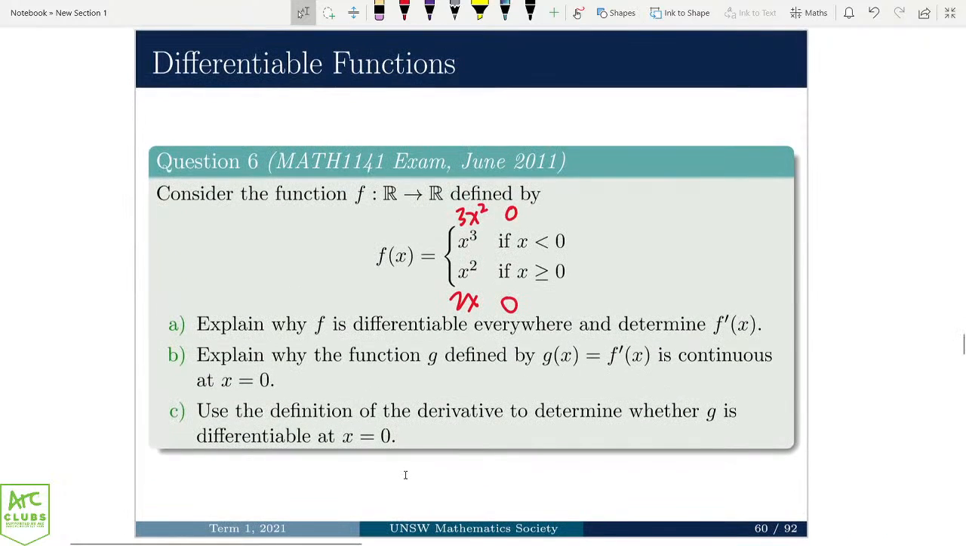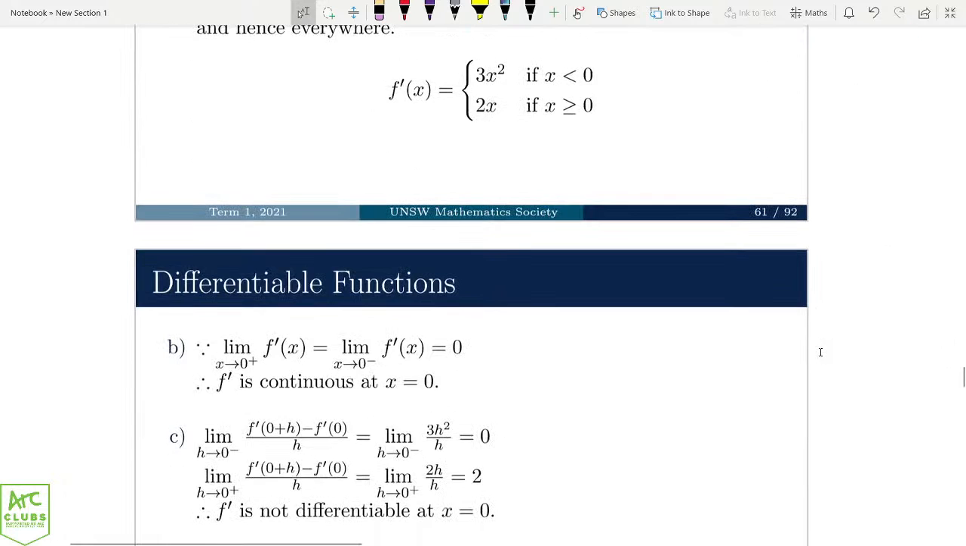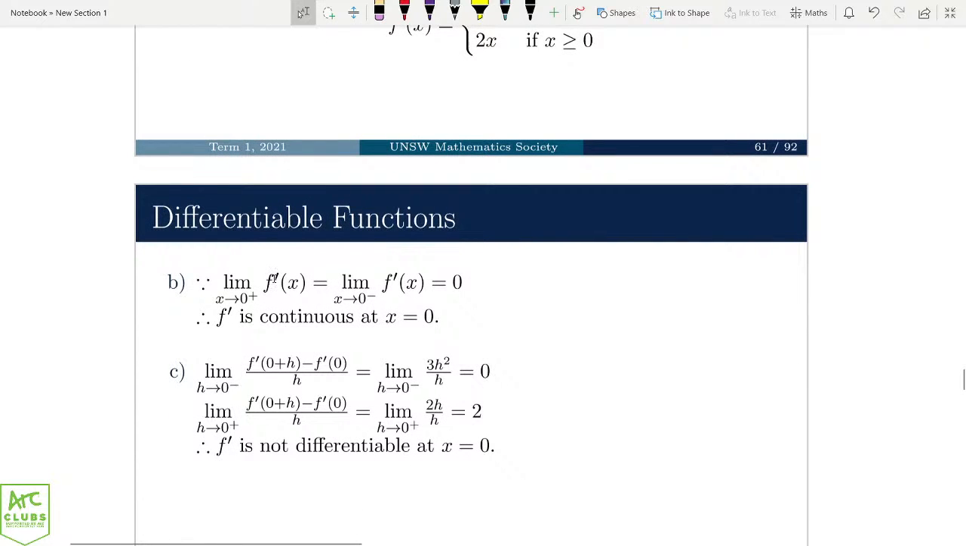Now moving on to part B, we have to explain why the function g defined by g of x is equal to f dash x is continuous at x is equal to 0. So here again, we're dealing with a question that asks us to prove that something is continuous. What we do is look at the behavior of our function f dash x as x approaches 0 on the left-hand side and the right-hand side. That's very similar to what we did previously. And because these two limits are equal, we know f dash is continuous at x is equal to 0.